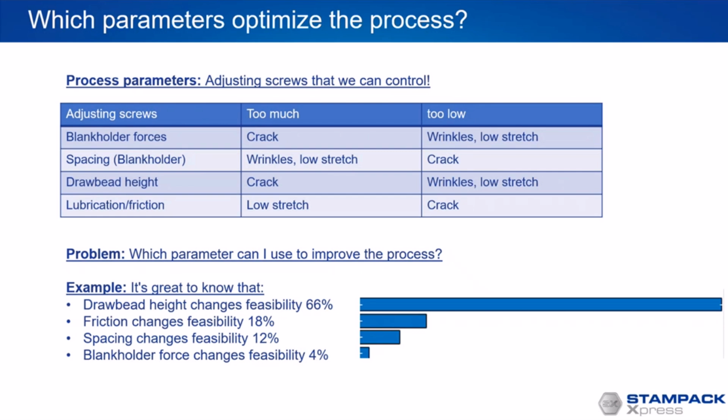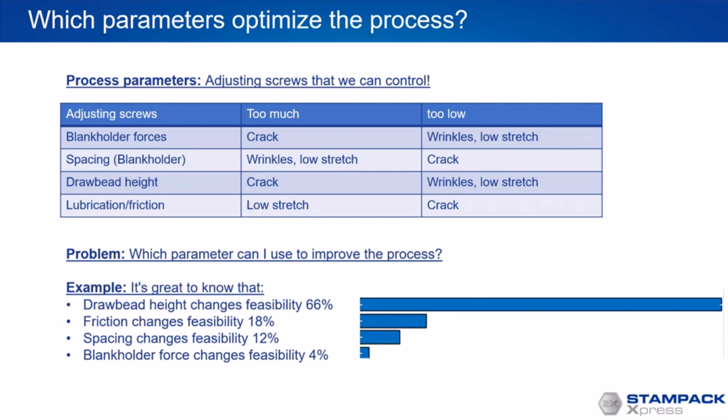But the parts you guys make are really difficult and complex. And in the real world, it's very difficult to say which parameters are improving the process. Which parameters should I adapt to really make a difference? It would be amazing to say, okay, when I change the draw bead height, then feasibility is influenced by 66%. Friction also has an influence, 18%. The bumpers have just little influence, just 12%. And no matter how I put the blank holder force, it will make almost no difference.